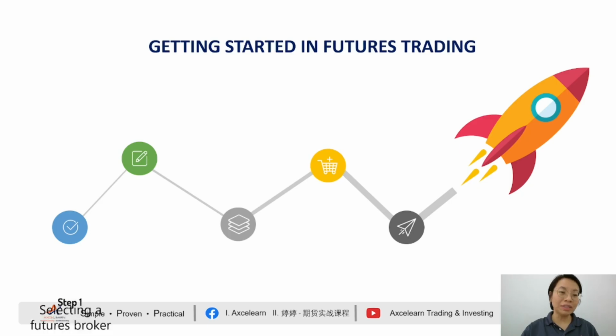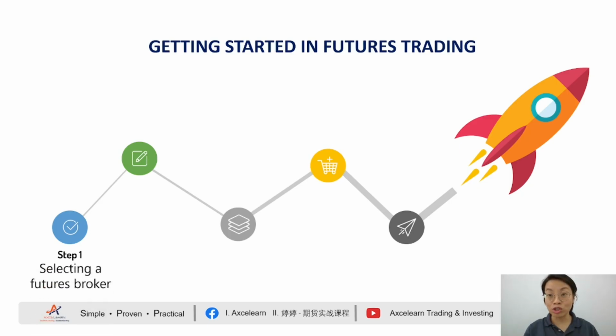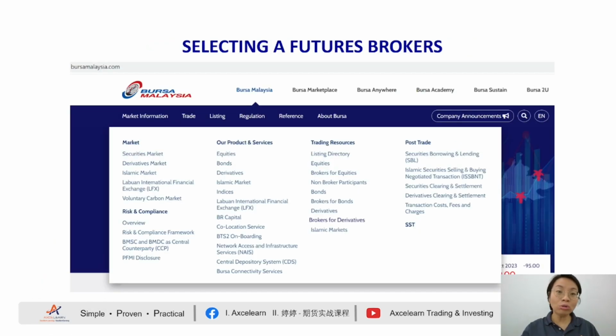So let's start with the first step, selecting a futures broker. How do you select a futures broker? Before you can understand that, we need to understand who the brokers are. So we need to know the list of futures brokers in Malaysia, or another common term used in our industry, trading participants. For you, the more common term is brokers, but for us, we normally call it TP, or trading participants.